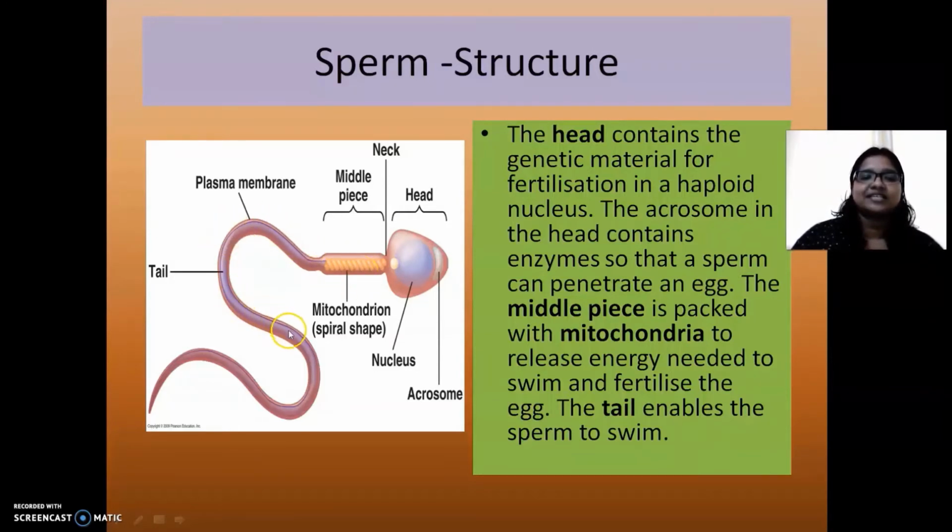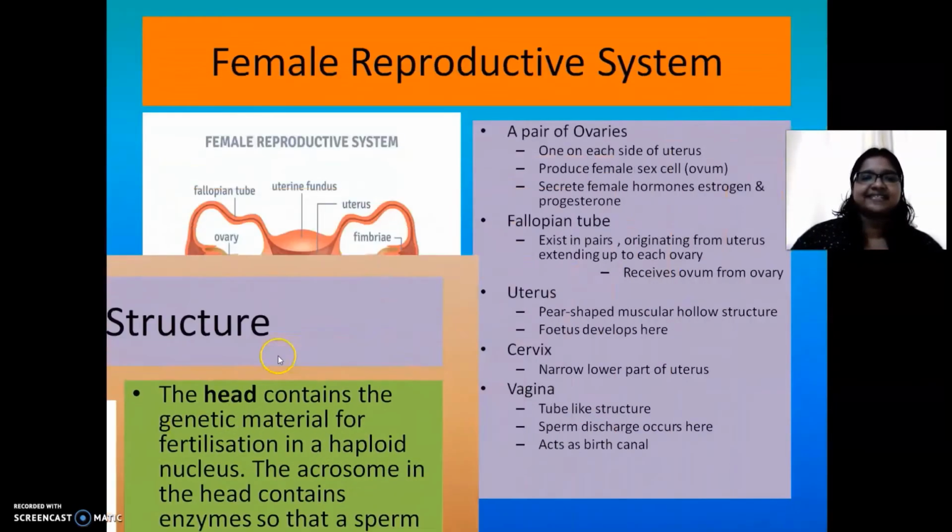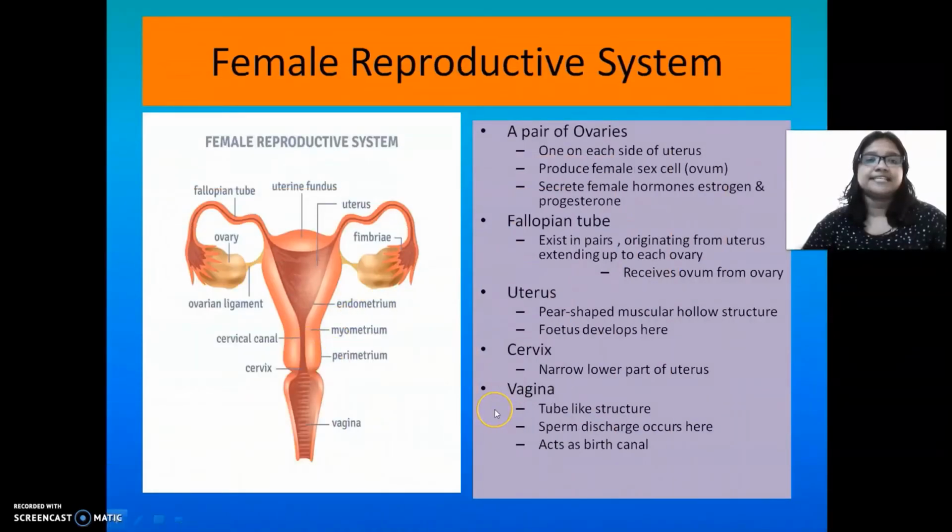And this is a tail region, and this is the one which enables sperms to swim, and it moves fast due to the presence of this tail region. Yes. Let's see the details of the female reproductive system in humans.